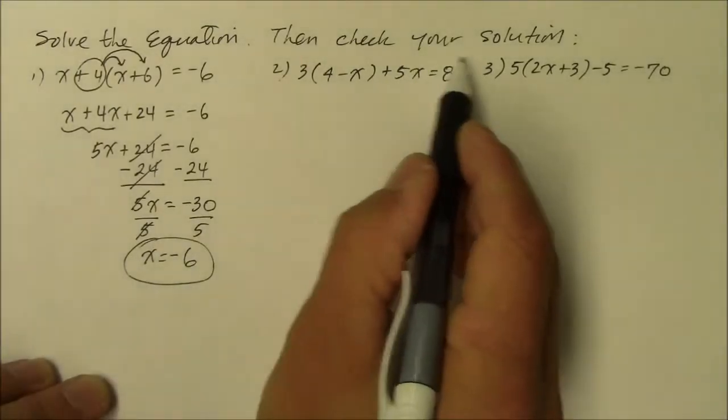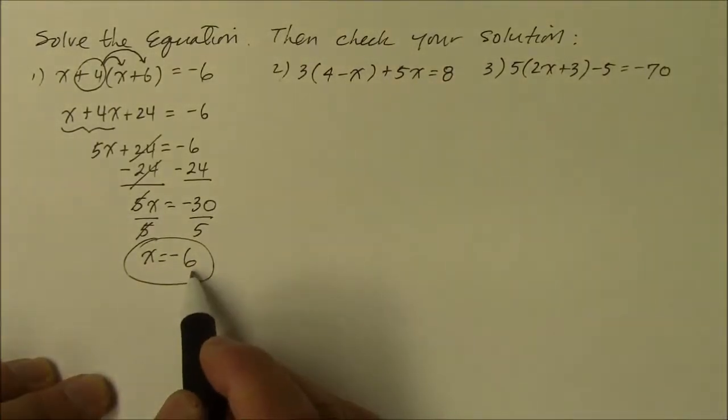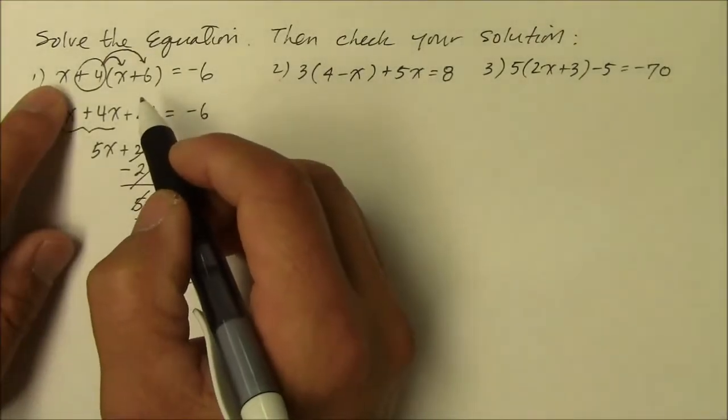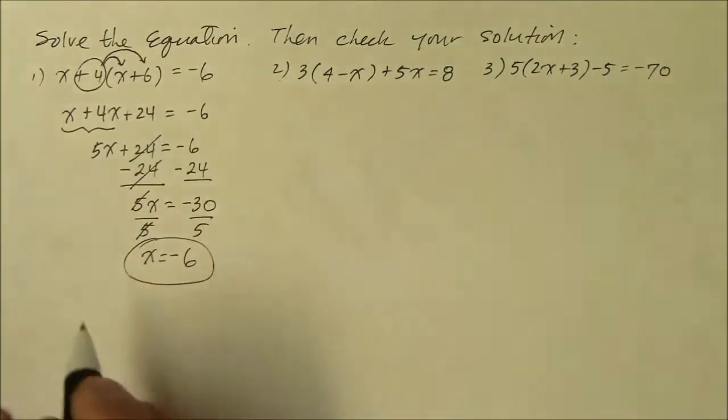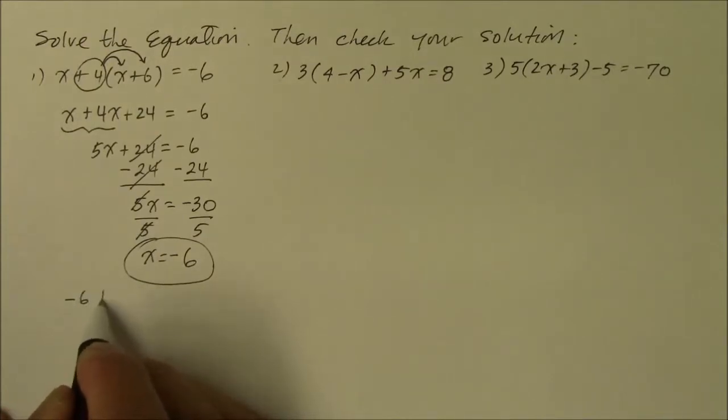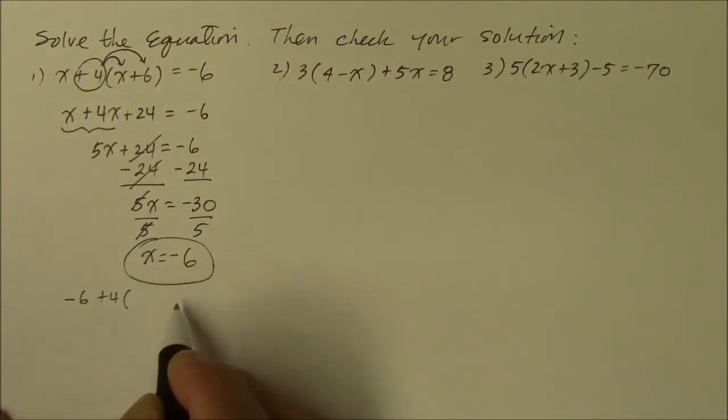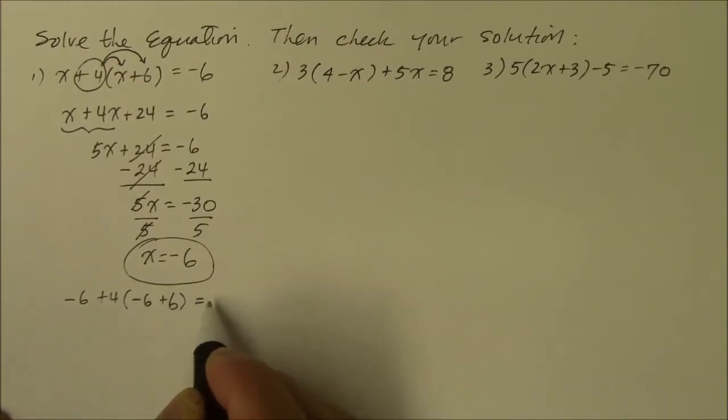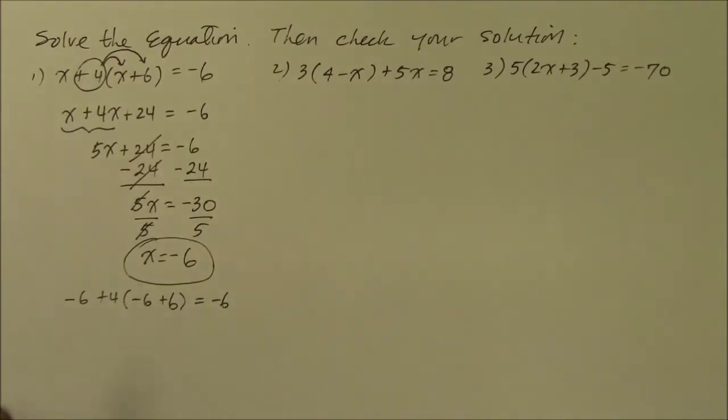Now it says to check your solution. So we're going to take that x, which is negative 6, and substitute it into this x and that x right there. So it looks like this: negative 6 plus 4 times the quantity of negative 6 plus 6. And does that equal negative 6, I hope? Something looks a little fishy.